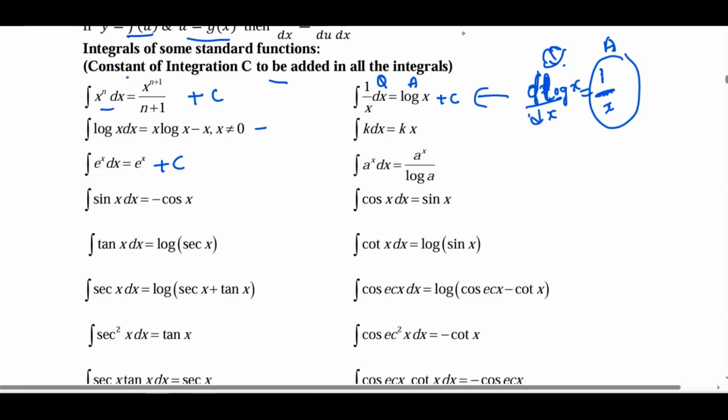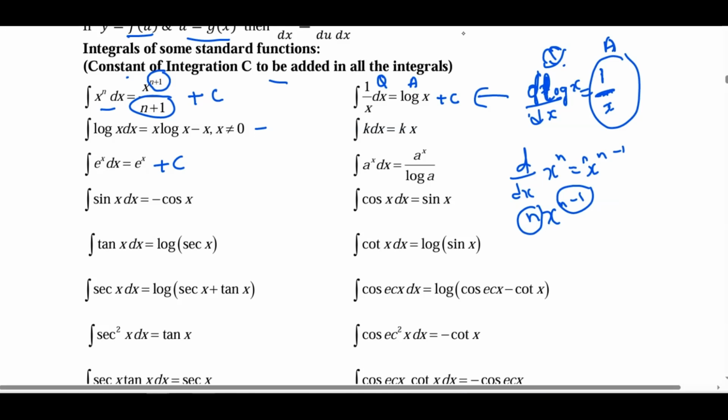Integration of x power n will be x power n plus 1 divided by n plus 1. The differentiation of x power n was n into x power n minus 1. So here multiplication is becoming division, and here we have a minus, and here it is becoming plus. So it will be reverse. Whatever we do in differentiation, we do the reverse in integration. Then 1 by x will be log x.